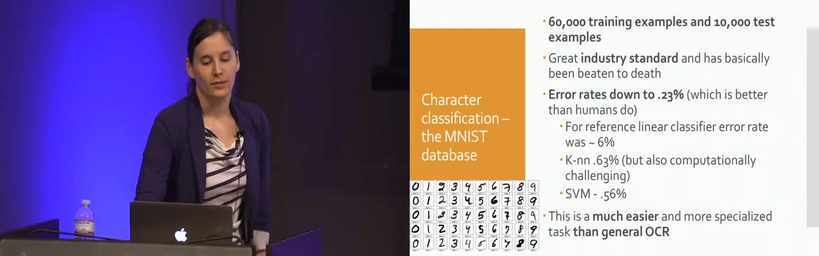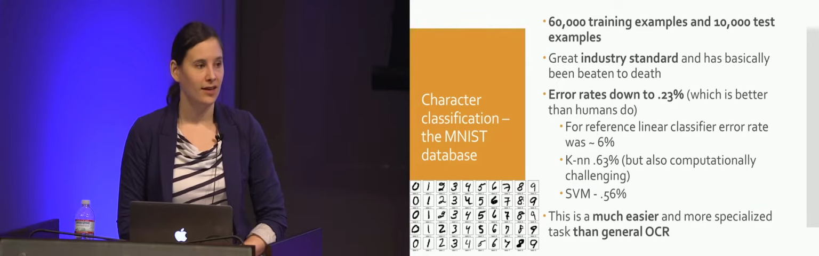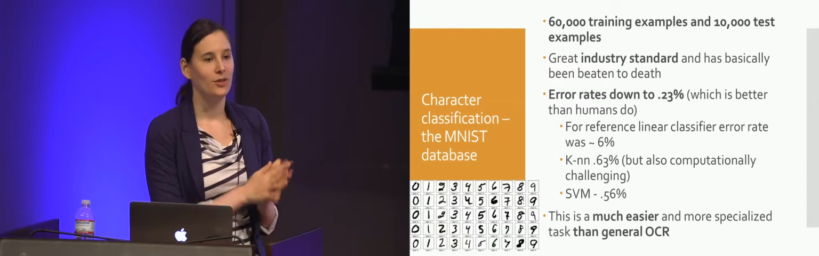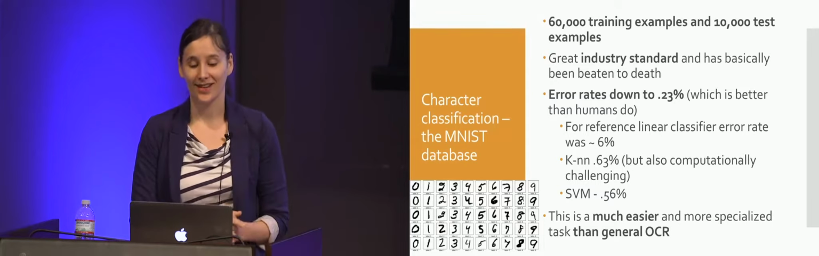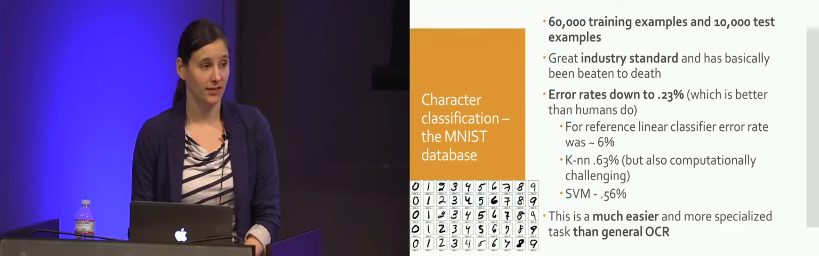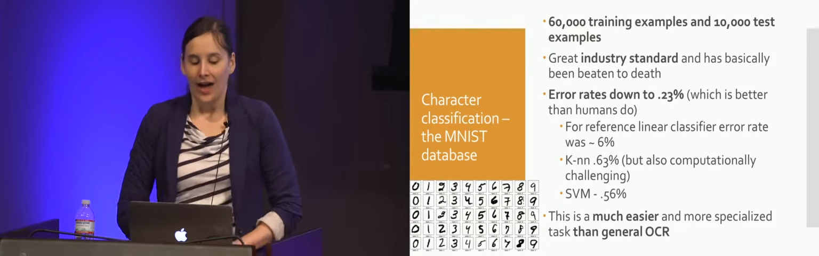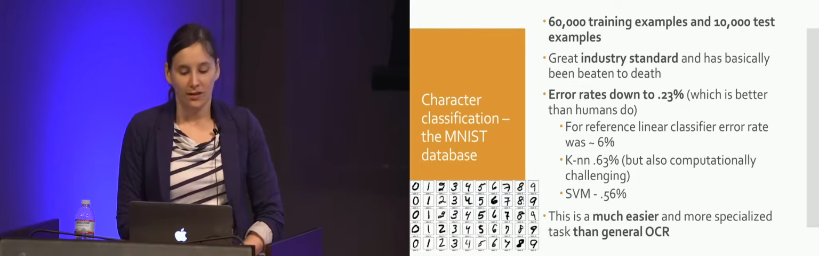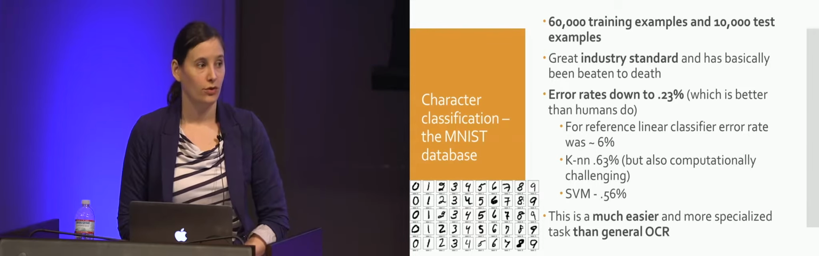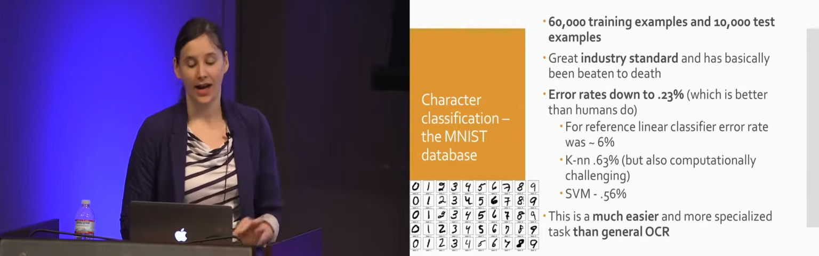So where do people begin to make progress on this problem? Well, one way you can look at this is from the MNIST database. Raise your hand if you've heard of or seen the MNIST database. I think anyone who's taken a machine learning class has seen this thing. It's 60,000 training examples and 10,000 test examples. It's a great industry standard and has basically been beaten to death. Currently, at least from what I saw in a recent compilation, the error rate on this classification is down to 0.23%, right? So basically 1/5 of 1%.